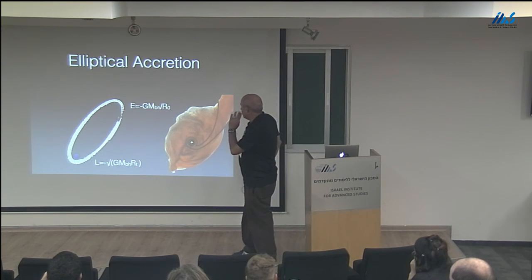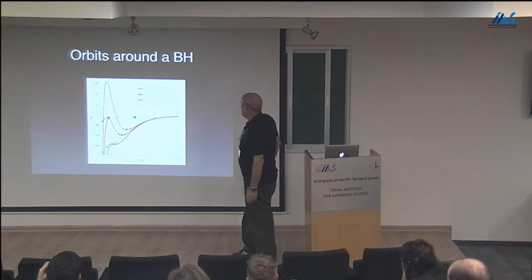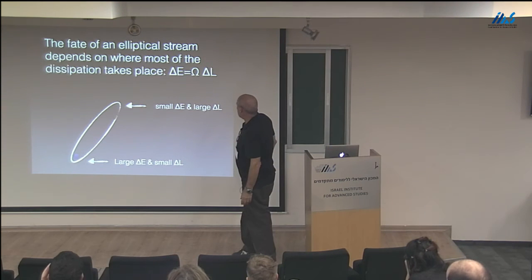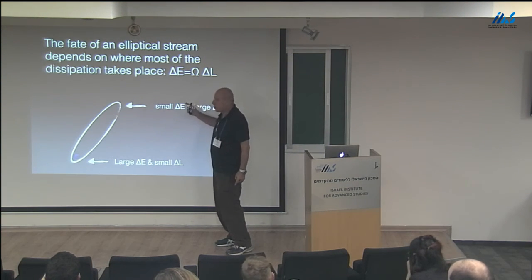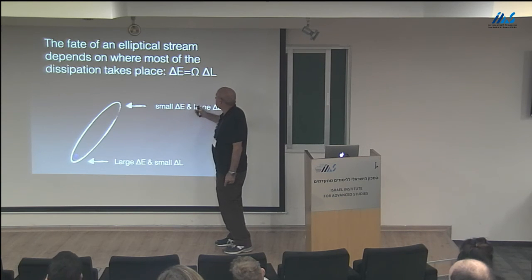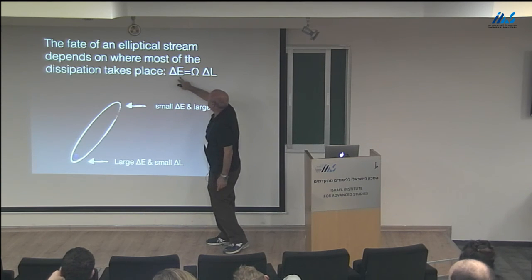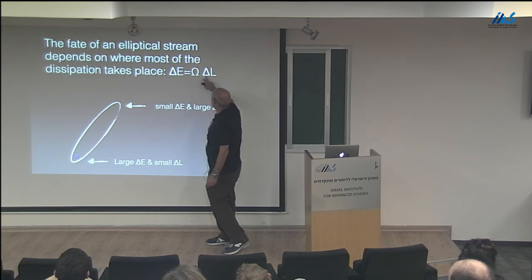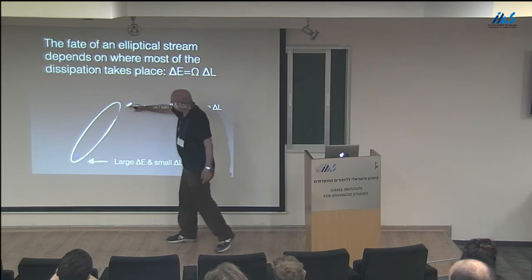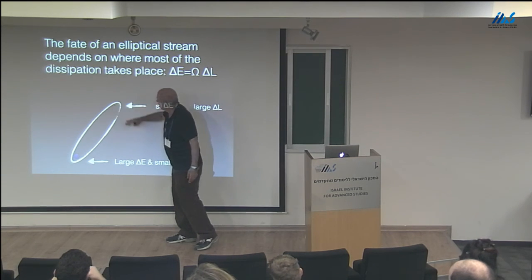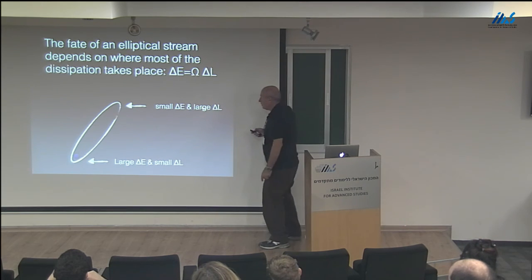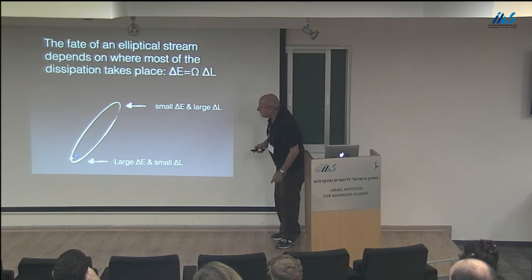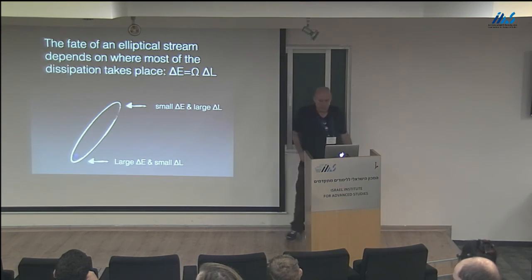And so we are talking about elliptical accretion. What happens is the following: the question of whether you have circularization or elliptical accretion depends on the comparison of the rate of dissipation of energy versus angular momentum. If most of the dissipation happens here, then you dissipate a small amount of energy and a large amount of angular momentum. If most of the dissipation is here, you dissipate a lot of energy and a small amount of angular momentum.